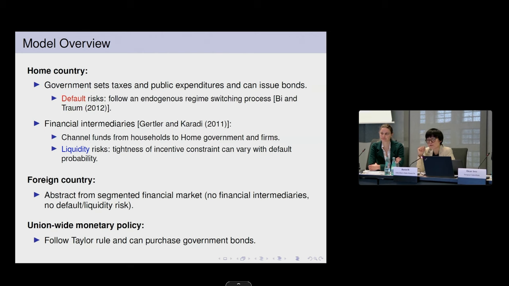At the moment, the foreign country abstracts from the segmented financial market, so there are no financial intermediaries. As in a standard model, the household directly invests in the private firms and also directly holds the government bond. There is a union-wide monetary policy. There is a Taylor rule, and the monetary policy could also purchase the government bond. It follows some type of rule: as the financial conditions tighten, that triggers the asset purchase in this framework.